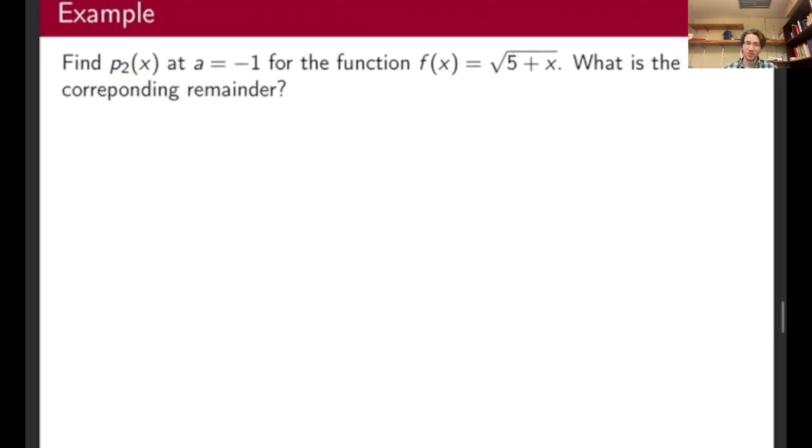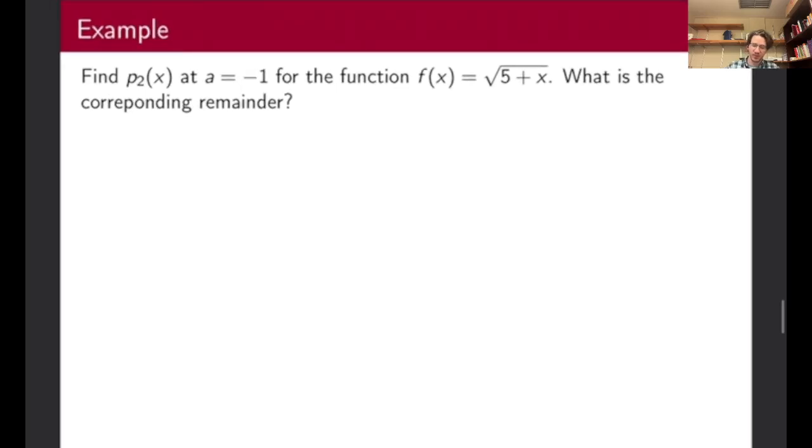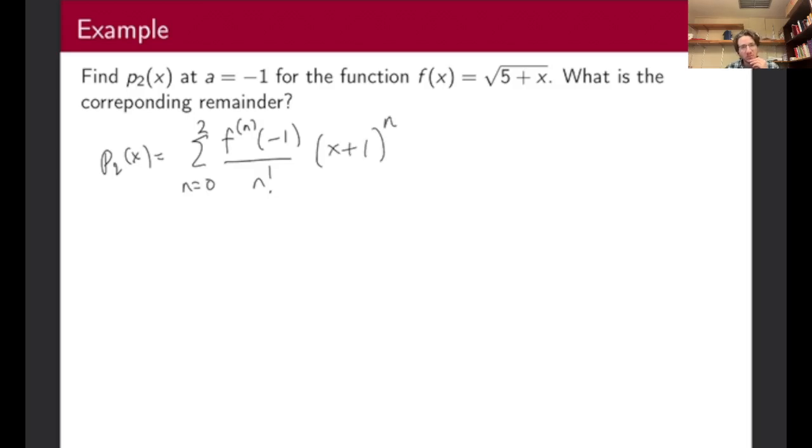All right, so hopefully you paused the video. We know that P2 of x is going to be the sum from n equals 0 to 2 of the nth derivative of f at minus 1 over n factorial times x minus minus 1, which is x plus 1, to the n. So this is what we want to evaluate. We need the 0th derivative of f at minus 1, the first derivative, and the second derivative.